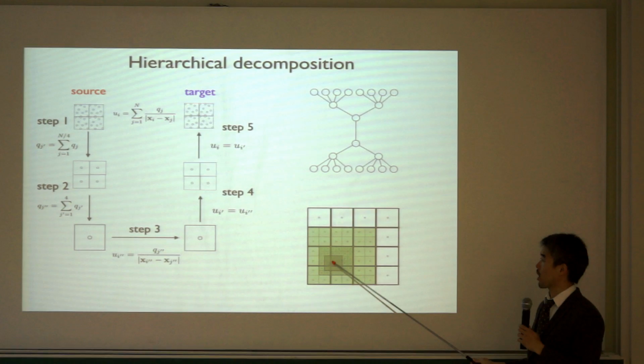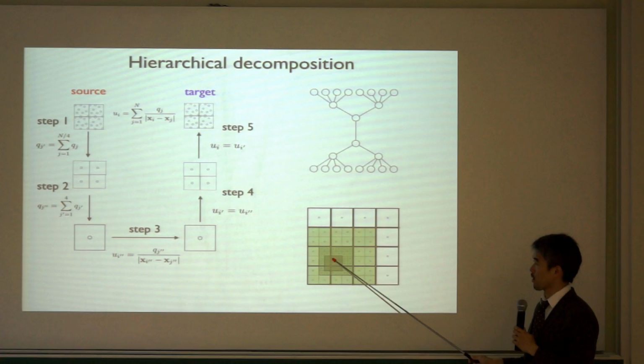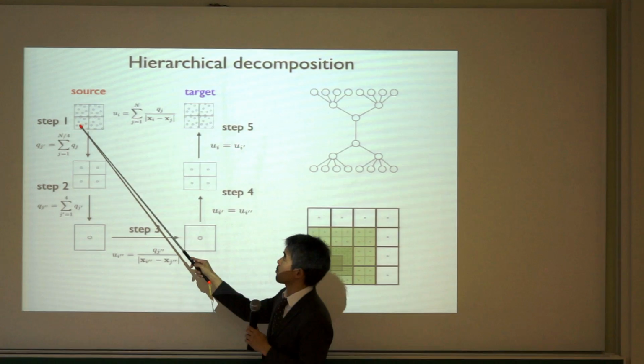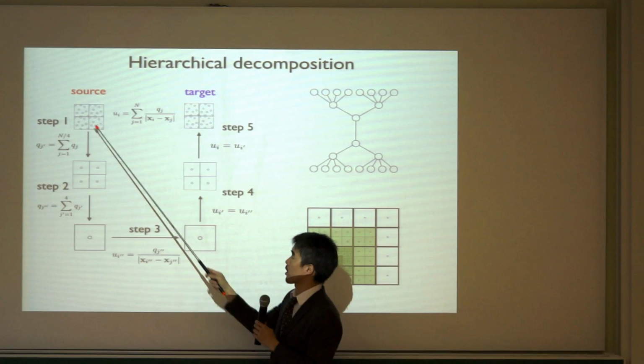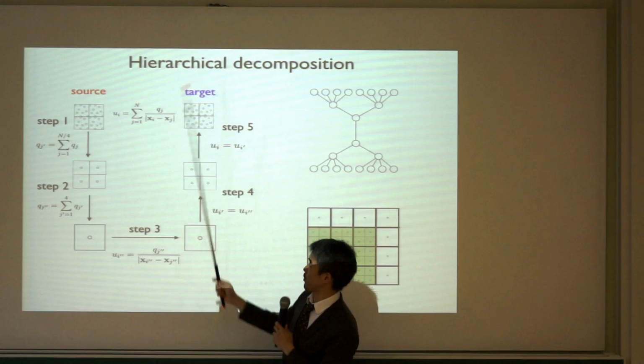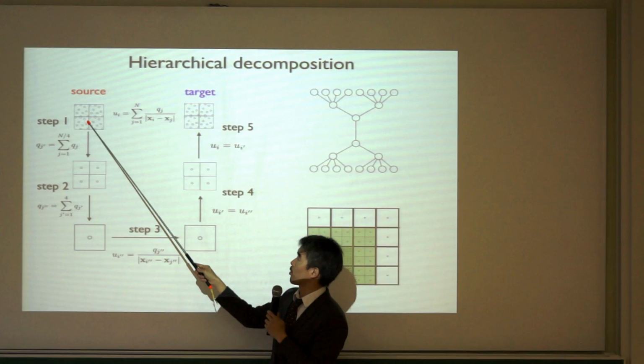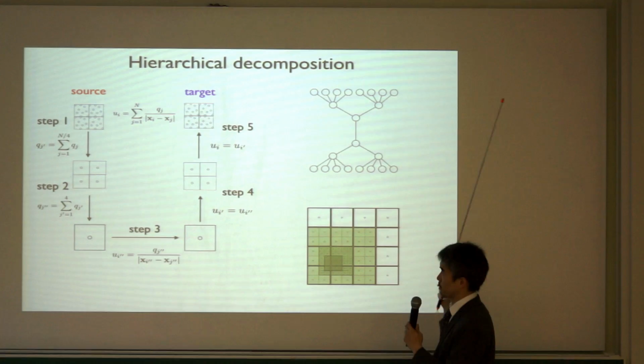As long as you have a constant number of points at the smallest box, this method is order n. The reason is that if the number of particles per box is constant, regardless of how many you have in total, and you can make the tree deep enough, you can always have a constant number of points at the lowest level of the tree. And you will do order one calculations for each box. You have n boxes at the bottom of the tree. So this is order n.